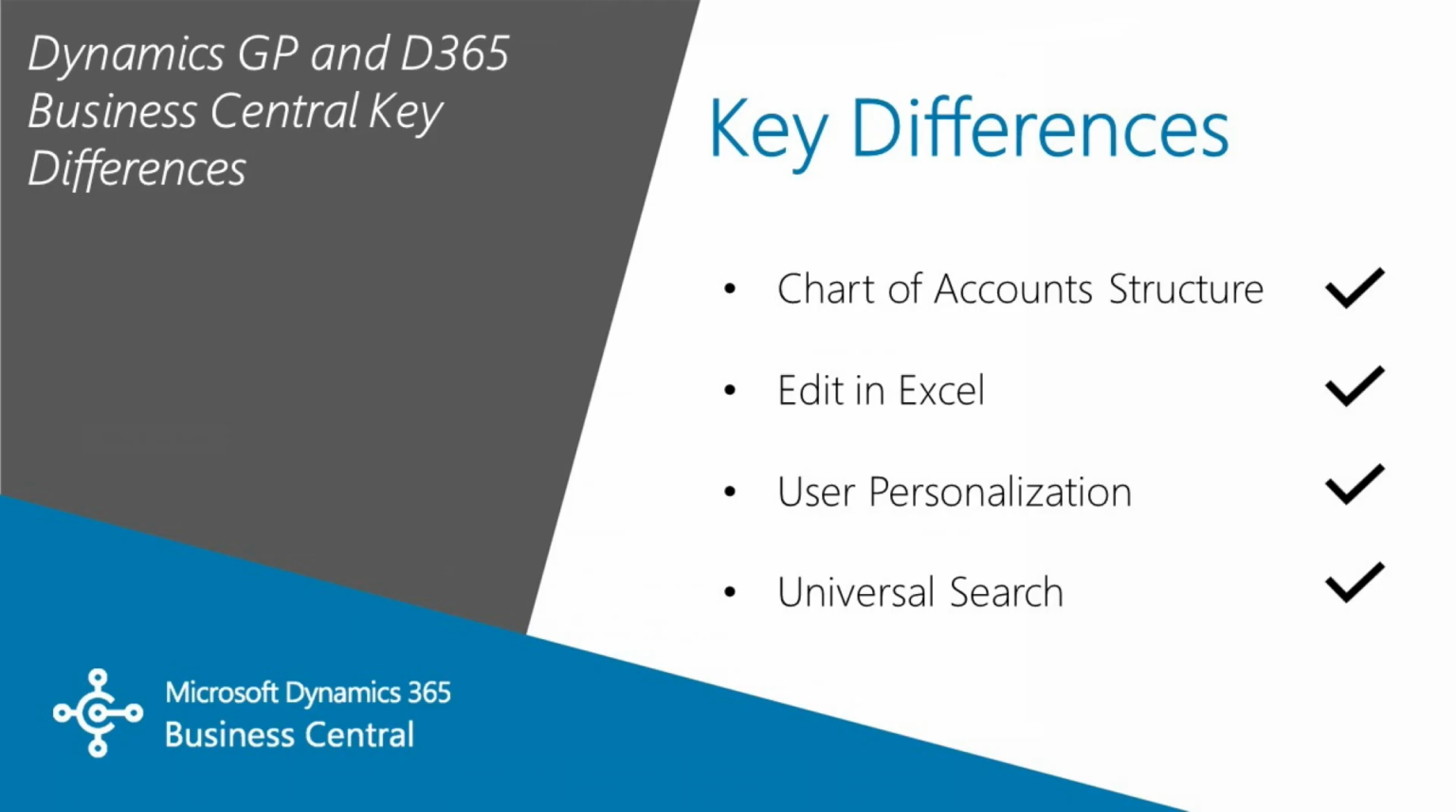So we looked at the chart of accounts, the way it compares with Dynamics GP, which is a static chart of accounts, to Business Central, which is more dynamic. It allows you to add new account combinations as you need them. We looked at the very powerful Edit in Excel functionality, which makes it easy to review and modify data within Business Central. We also looked at user personalization, which allows every user to make Business Central the way they want to see it. And then finally, we looked at the universal search functionality. The features that we looked at in this video show the differences between Dynamics GP and Dynamics 365 Business Central.